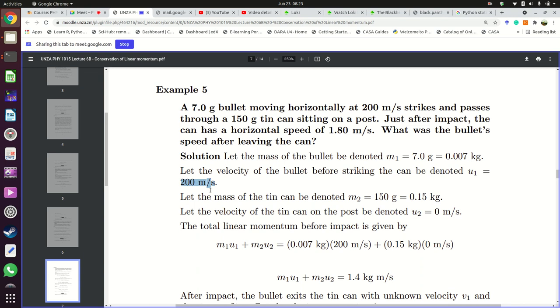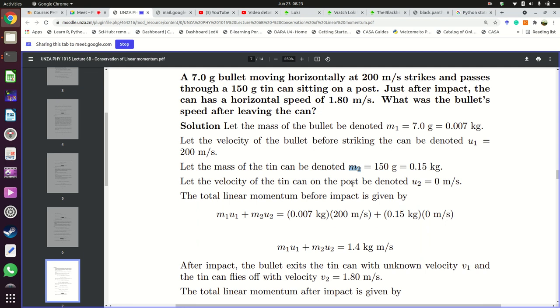Then the mass of the can, the tin can, that is M2, that is 150 grams, and we change this into kgs, that's going to be 0.15 kgs. Then the velocity of the tin can before it's hit by the bullet, that's U2, and that's going to be 0 meters per second, like that.